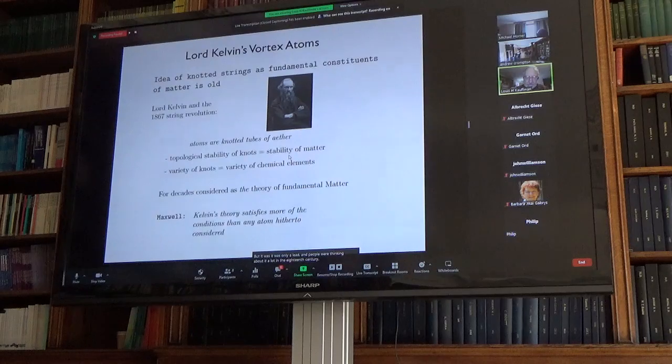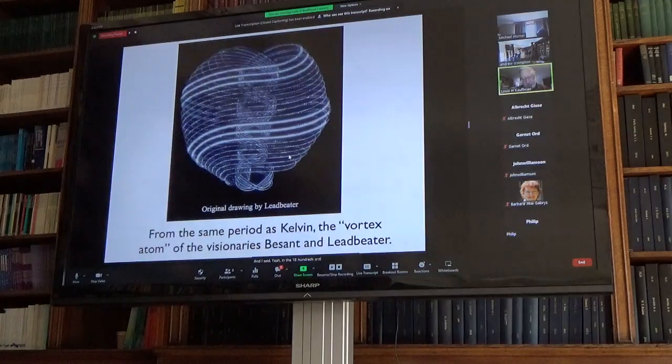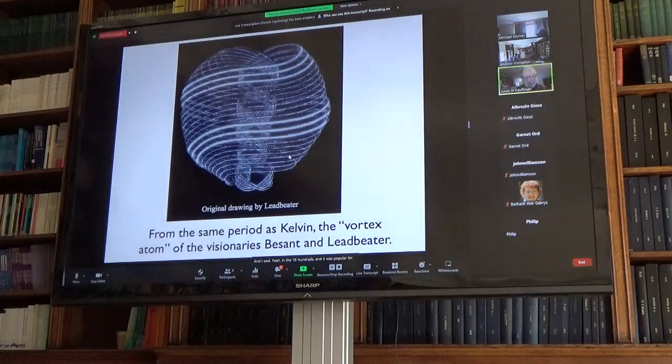And I said, yeah, in the 1800s. And it was popular. For example, the mystics Leadbeater and Besant had their vortex atoms, which they felt were the way in which the spiritual world came into the material world.